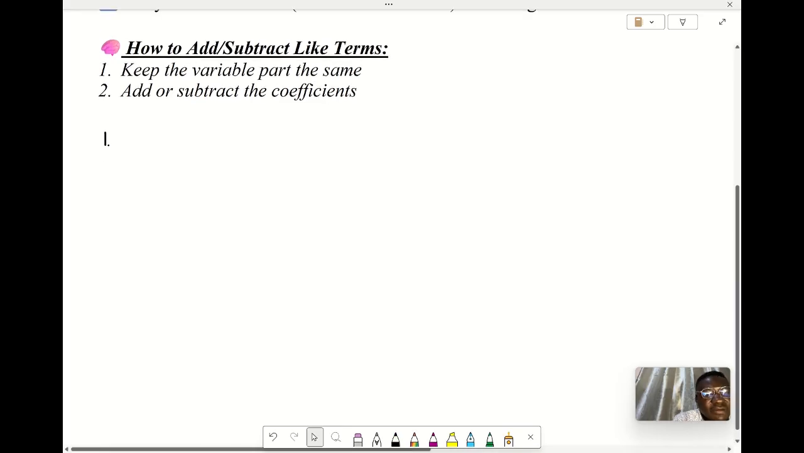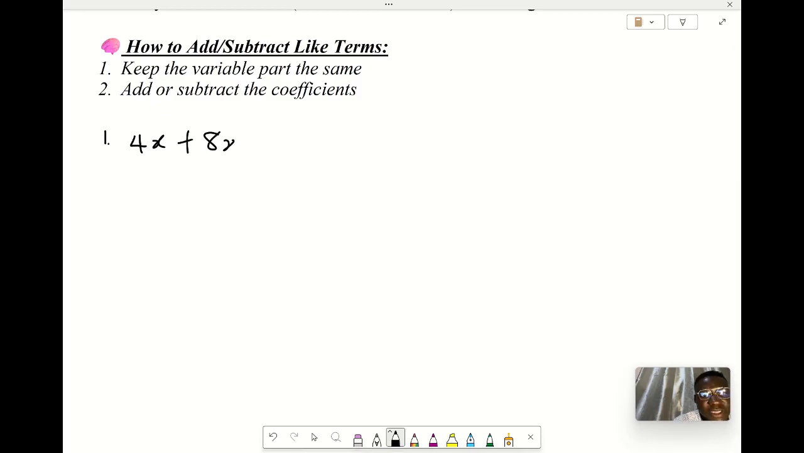If we have 4x plus 8x, we can all see in this expression that the x is the variable. The coefficients are 4 and 8. What we need to do is to add the 4 to the 8, and then that gives us 12. So we'll have 12x. We take the second example.